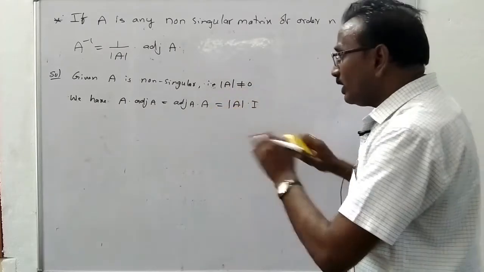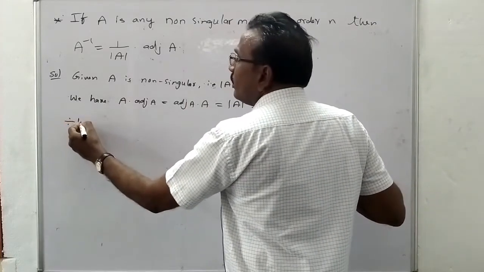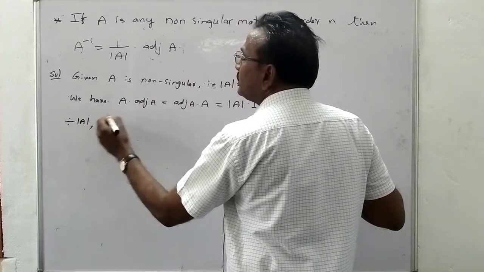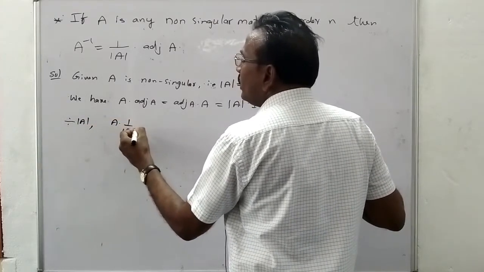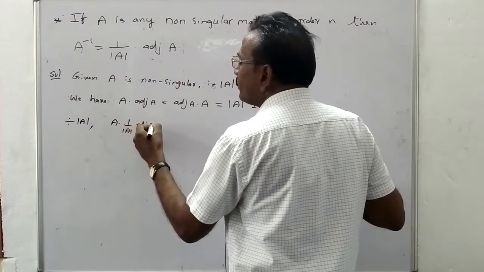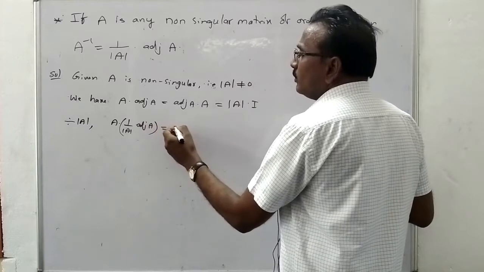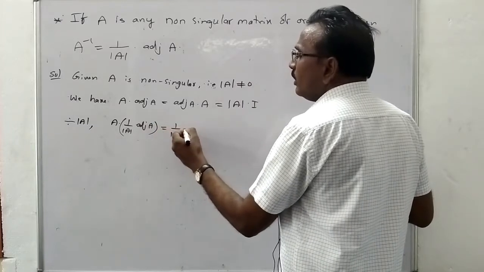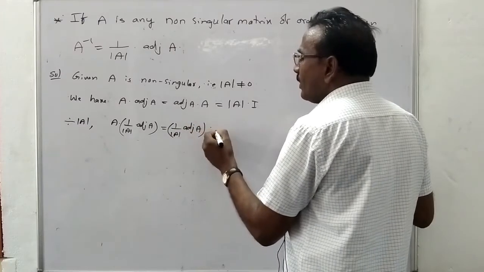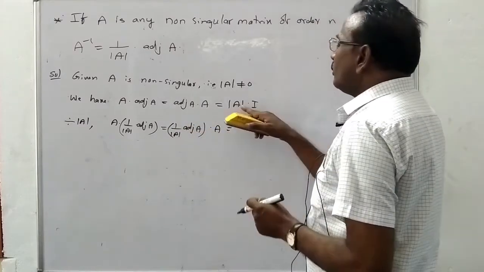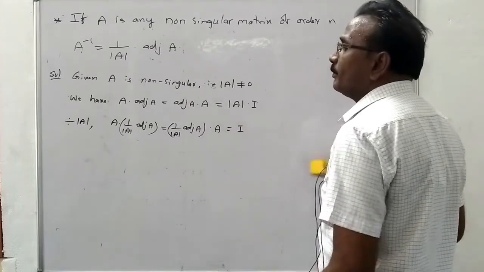by a non-zero number throughout the equation. The value does not change. So here divided by determinant of A. So that is A into 1 by determinant of A into adjoint A, which is equal to 1 by determinant of A into adjoint A into matrix A, which is equal to determinant of A divided by determinant of A, cancel, the value is I.